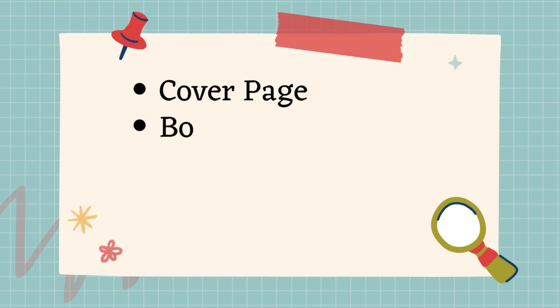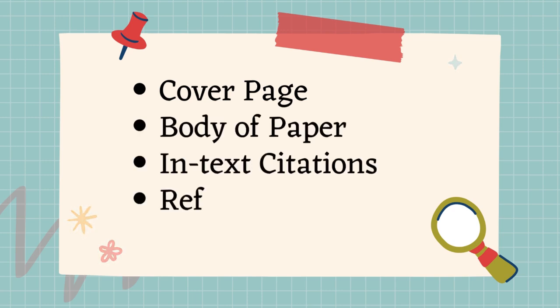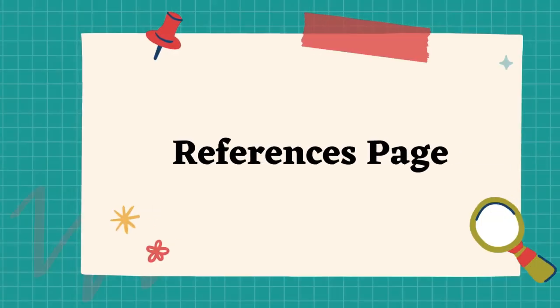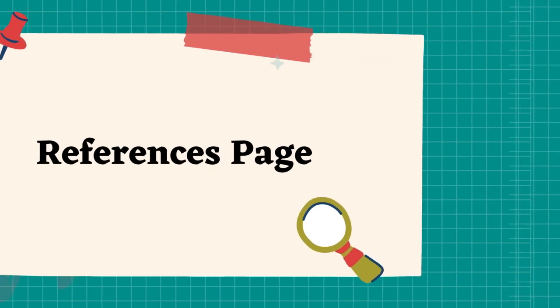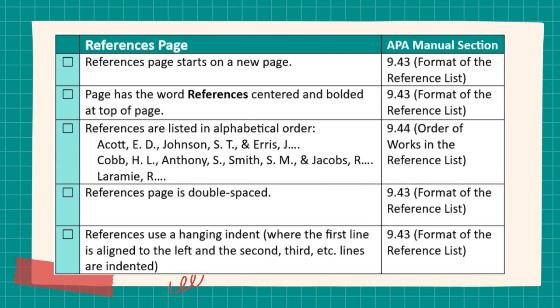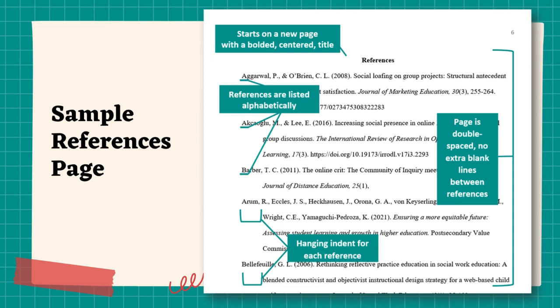So far in this video series, we've talked about how to create a cover page, format the body of a paper, do in-text citations, and now we are going to look at the final page, the references page, both how to format the page itself as well as how to structure the references on your page. So let's look at the checklist listed in your quick guide. You'll see there are 5 required elements. There's also an example of a sample reference page with each element highlighted in a visual representation.